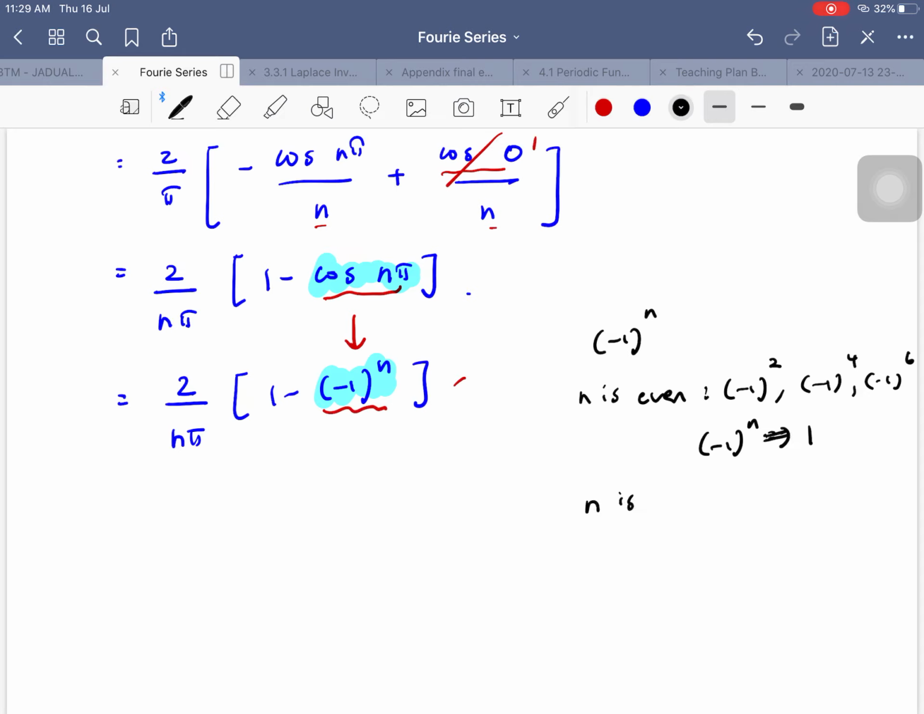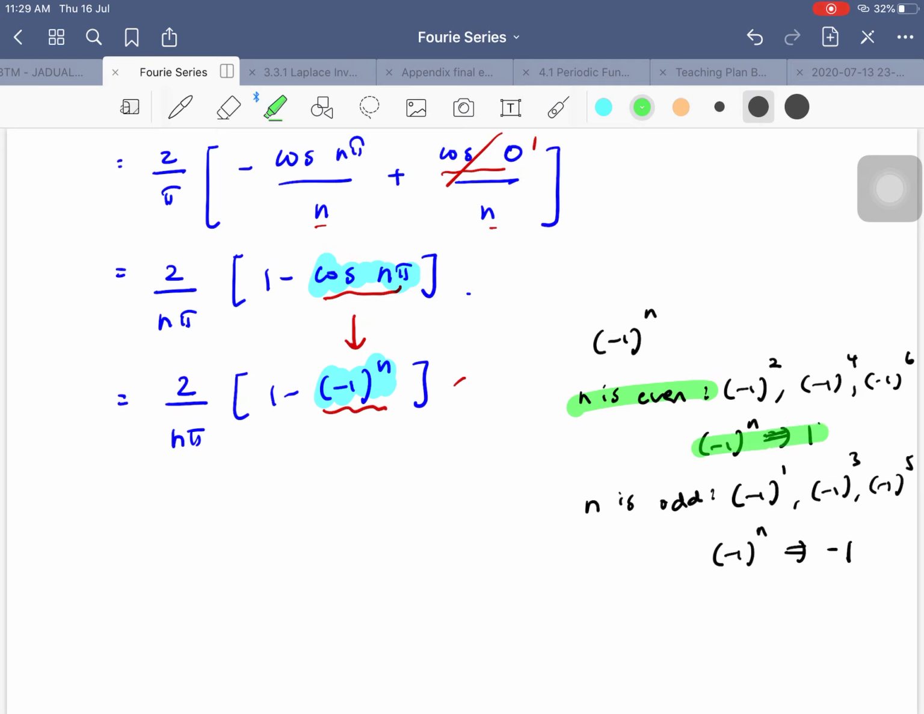And for the case when n is odd, for example negative 1 to the power of 1, negative 1 to the power of 3, negative 1 to the power of 5, and so on, your negative 1 to the power of n is going to be a value of negative 1. You can use your calculator for this. Remember, when you have twice the negative, it's going to be positive. So when n is even, negative 1 to the power of n is going to be 1, and when n is odd, it is going to be negative 1. Okay, so that is why.